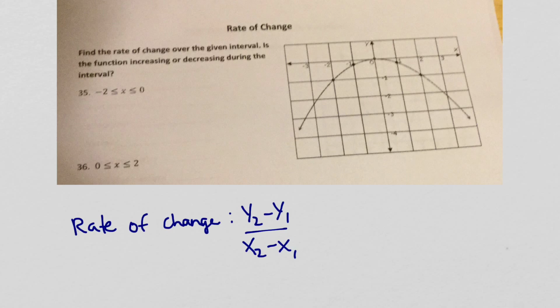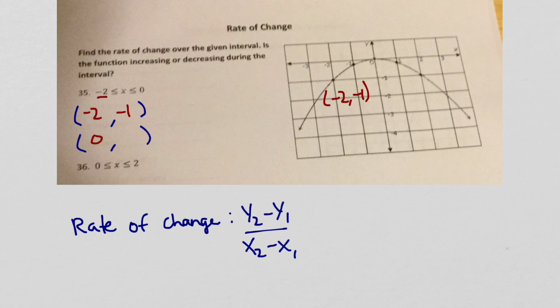So first I need to figure out what my two points are going to be so I can determine what my y2, y1 and all that are. So I'm going to start by looking at this negative 2 here. So when x is negative 2, I'm going to go over to my graph and go down until I touch it, which is this point right here. So that's negative 2, negative 1. So that's going to be one of my points.